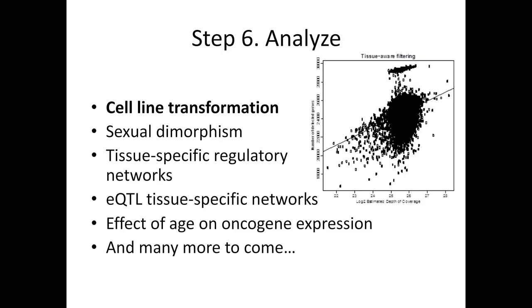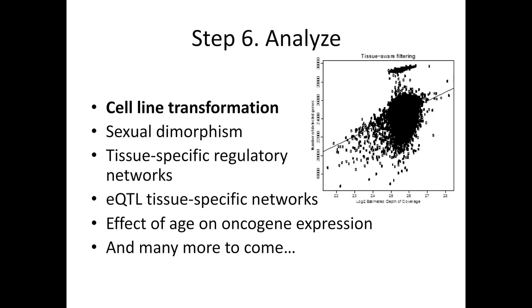A number of different analyses that we have done so far have included cell line transformation, looking at sexual dimorphism, looking at the difference in tissue-specific regulatory networks between all the different tissues, doing eQTL tissue-specific networks, understanding how cis and trans eQTLs make up these networks and whether there are tissue-specific effects or global ones, and a number of other questions that we've tried to address. They're all available on bioRxiv as preprints if you're interested.